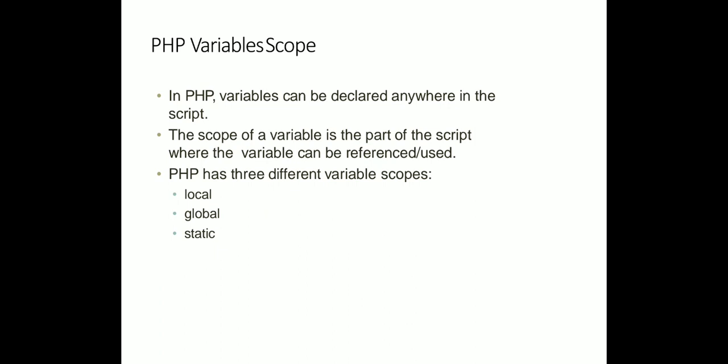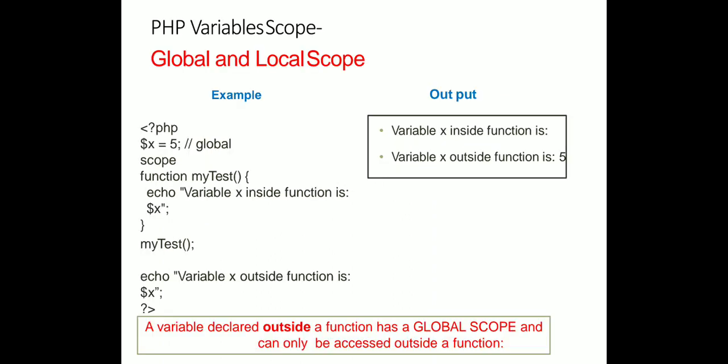Now the PHP variable scope. In PHP, variables can be declared anywhere in the script. You can define it anywhere. The scope of variable is the part of script where the variable can be referenced or used. PHP has three different variable scopes like local, global and static. So how the local or global variables are defined, we will see with the example.